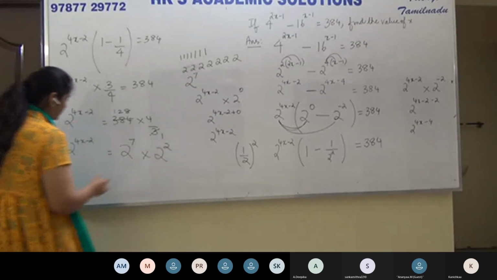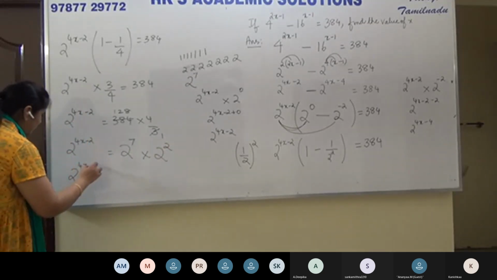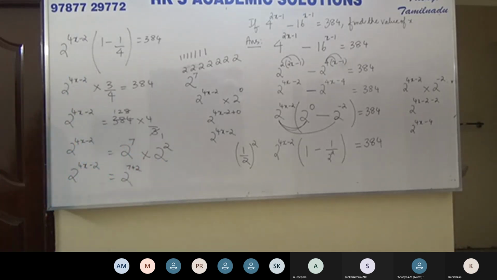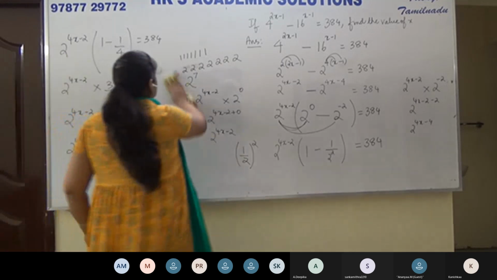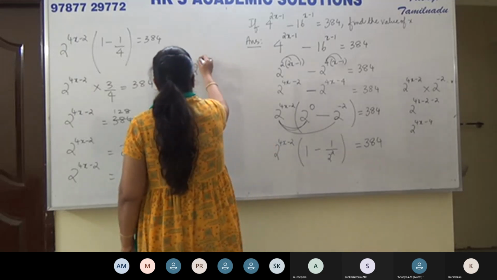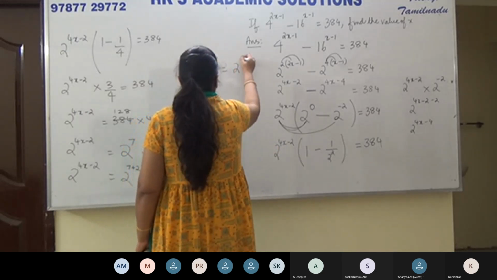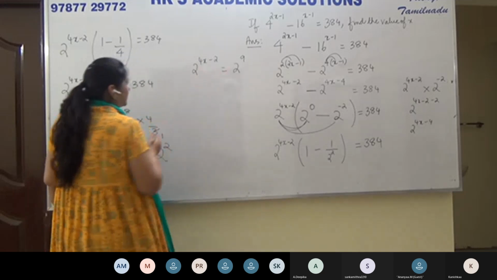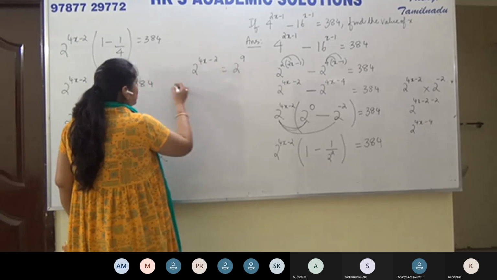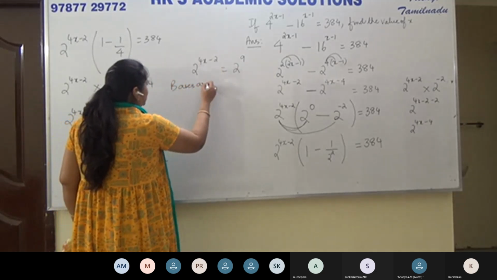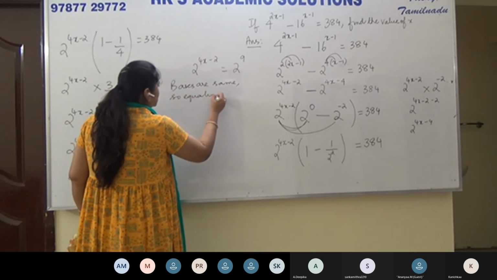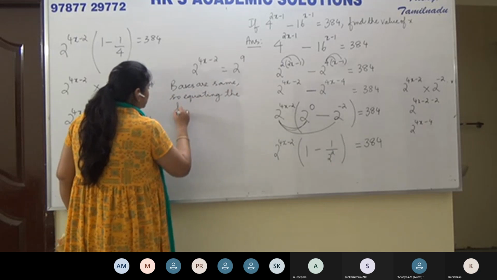Into 4, which is 2 squared. So 2 to the power 4x minus 2 is equal to, you'll have to add the powers, 7 plus 2, 9. So 2 to the power 4x minus 2 is equal to 2 to the power 9. Now, you know that when the bases are the same on both the sides, we have to equate the powers. So equating the powers.